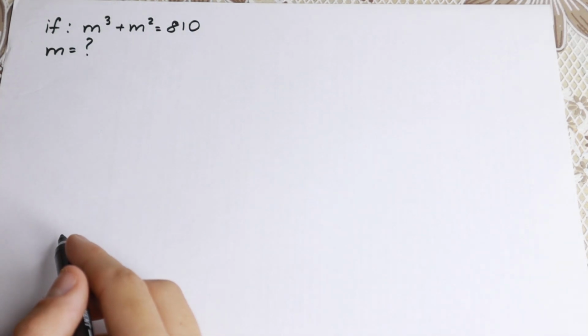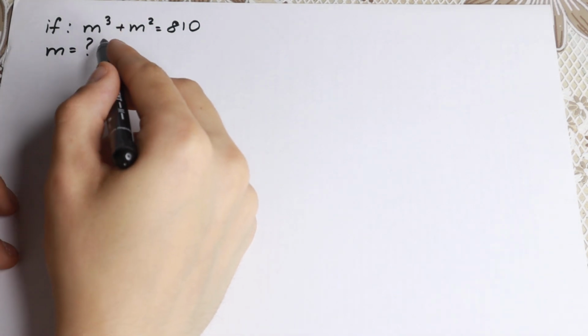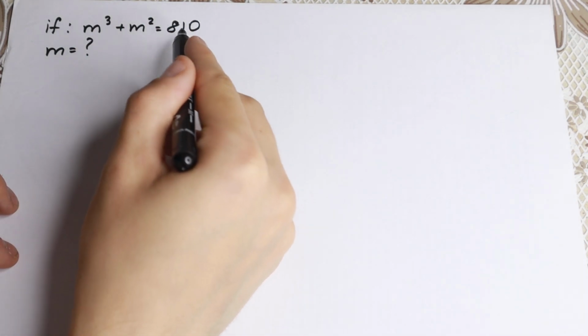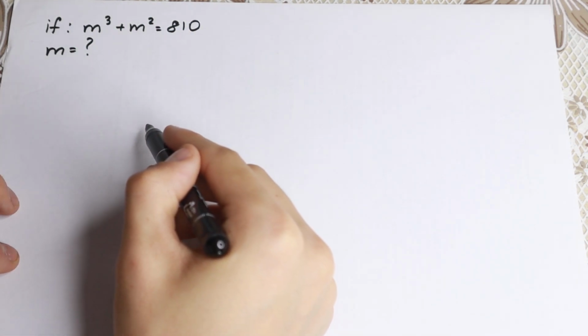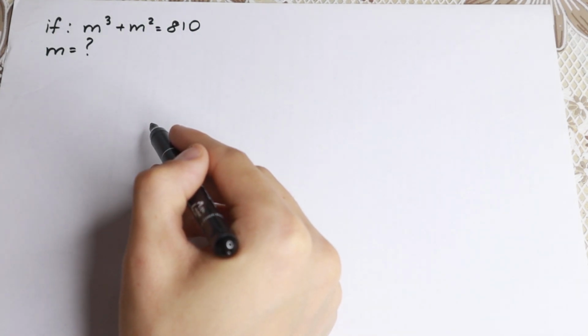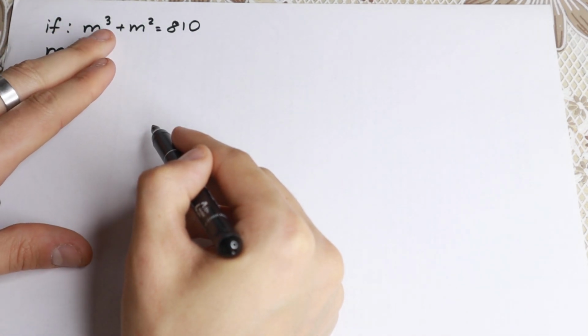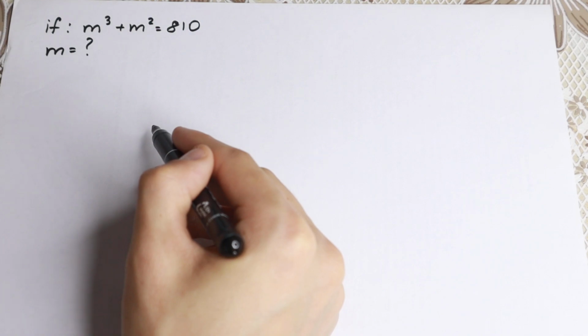Hello my friend, welcome back to my channel, and today a really interesting math problem. We have m cubed plus m squared equal to 810 and we need to find m. At first sight this problem is really hard because we have a cube power right here, but it's our cube equation and we can easily solve it.